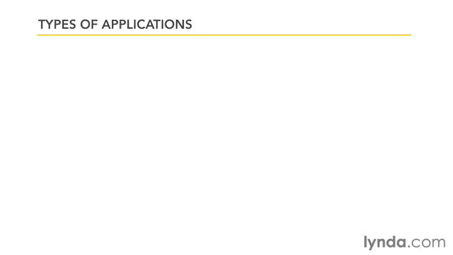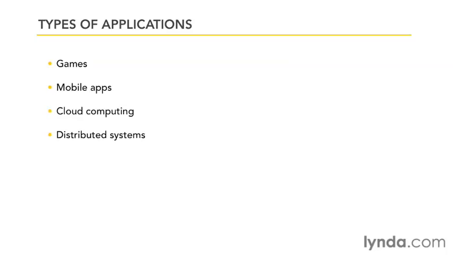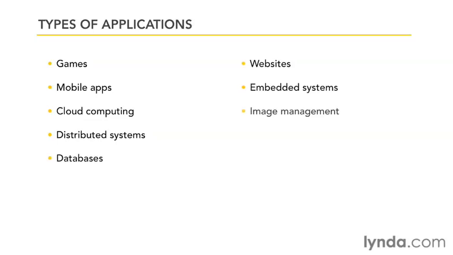You can, in fact, use Java to build all sorts of applications: games, mobile apps, cloud computing applications, distributed systems, databases, websites, embedded systems, image management, enterprise information management, and many more. So, now that you've had a sense of how Java is architected, its history, its principles, its syntax, and how you compile and run Java applications, it's time to get started with installing Java and writing your own code.